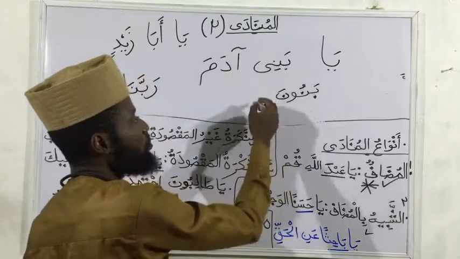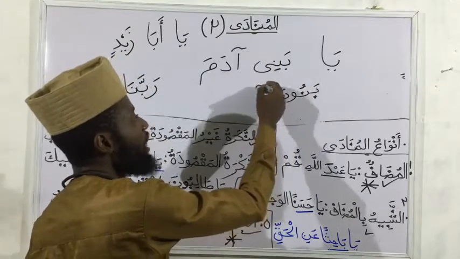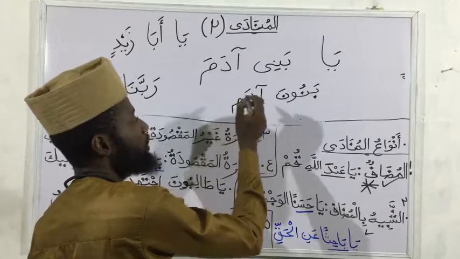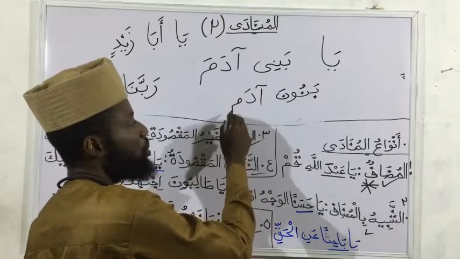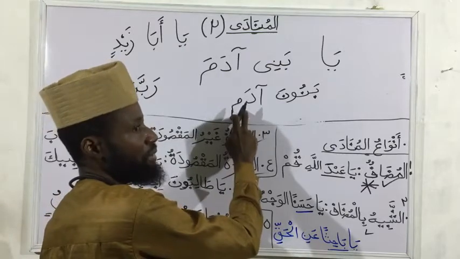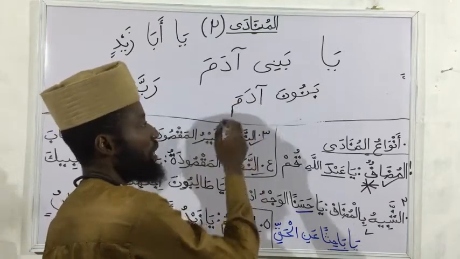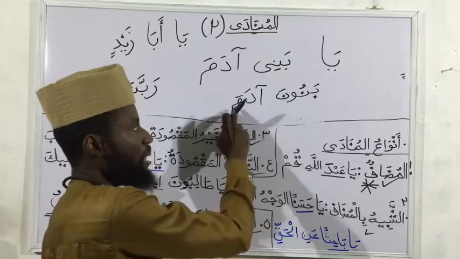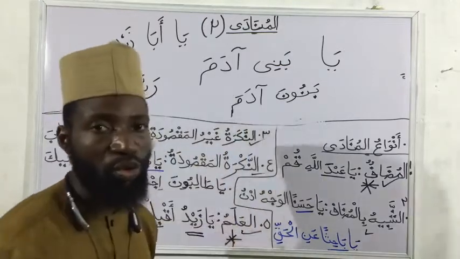So the root of this word is what? Banu. Banuna Adam. Adam is mudaf ilayh. You know, a mudaf ilayh should take kasra, right? But because this is a foreign word, the mudaf ilayh will take a fatha. When you do mamnu min as-sarf, you'll explain why this is taking a fatha, because it's mamnu min as-sarf.